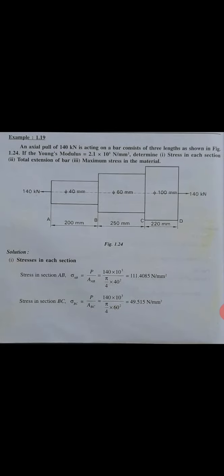So looking at the three stresses which we found earlier, maximum stress occurs at the smaller section, that is section AB, and that is 111.48. So maximum stress occurs at section AB.